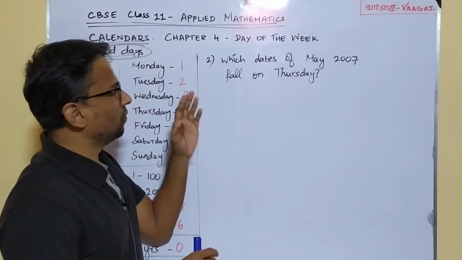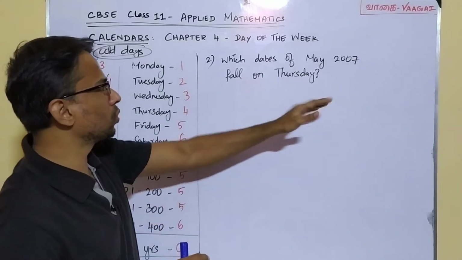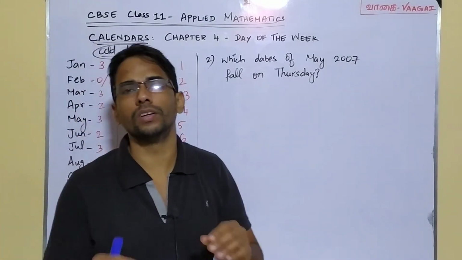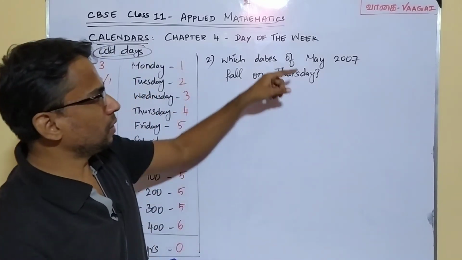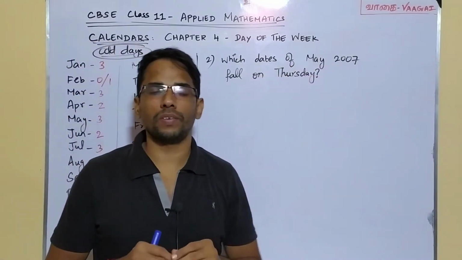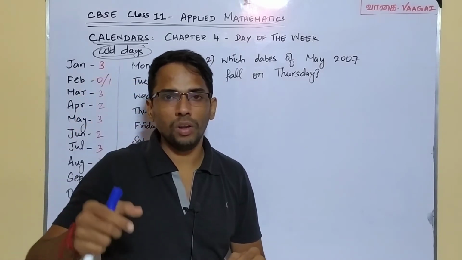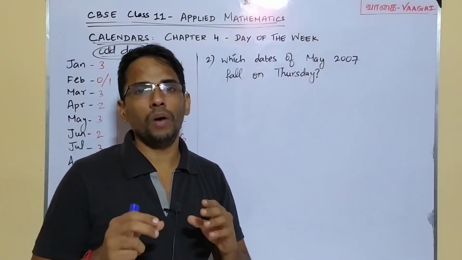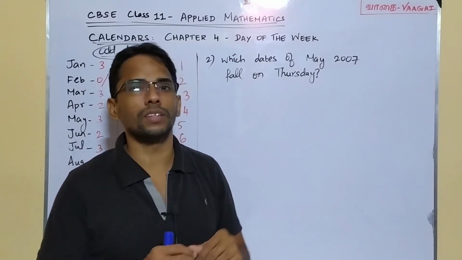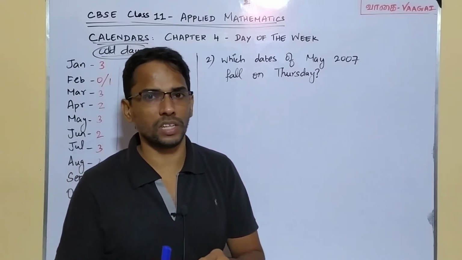So our question is, which dates of May 2007 fall on a Thursday? This is our question. We are supposed to find, in the month of May in the year 2007, which dates are all Thursdays. So how are we going to approach a question like this? It's going to be a little challenging, right?